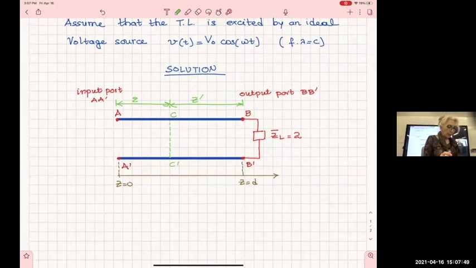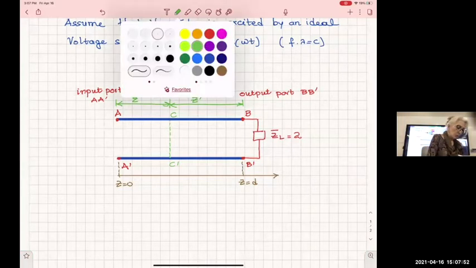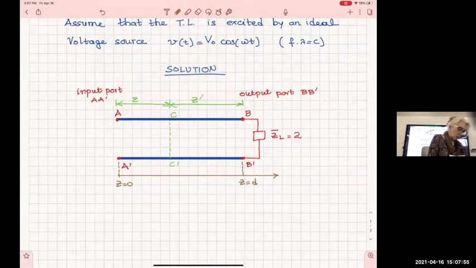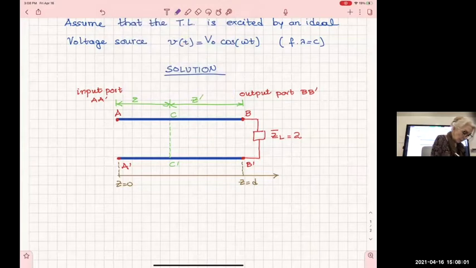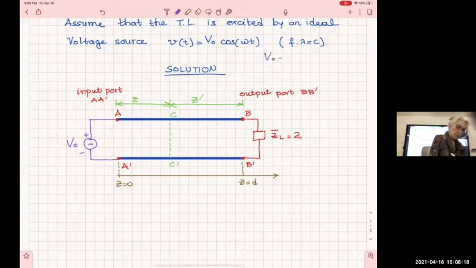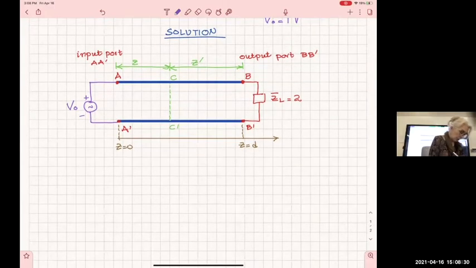Now, okay, the source is on this side. Let me in fact do it a different color. The source is on this side. And since I am now in the phasor domain, I will put for the source V naught. And let's assume that V naught here is 1 volt. All right. Okay, so now we're gonna just write things. We're not gonna use the Smith chart at this moment.